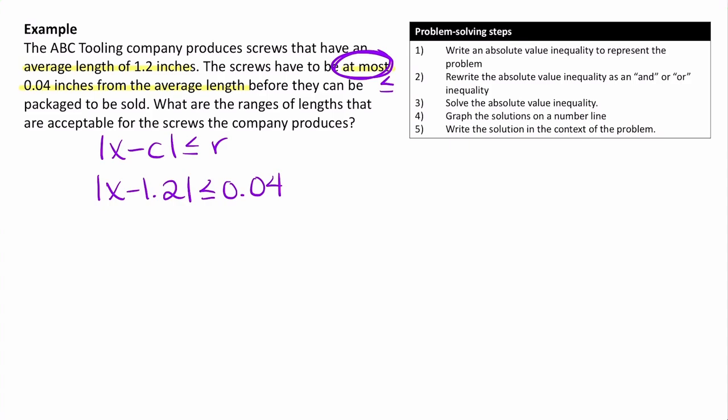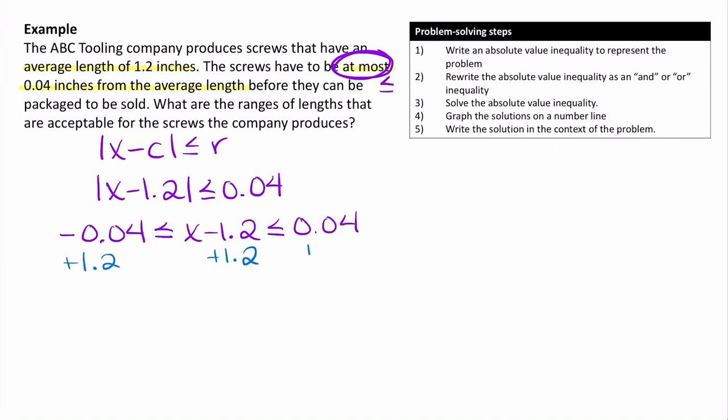So now I can go ahead and just solve this inequality. So since it's a less than or equal to, remember this is going to be an and inequality, so it's going to be negative 0.04 is less than or equal to x minus 1.2, which is less than or equal to 0.04. So now to solve this inequality, remember I need to go through and I just need to add 1.2 everywhere to isolate my x.